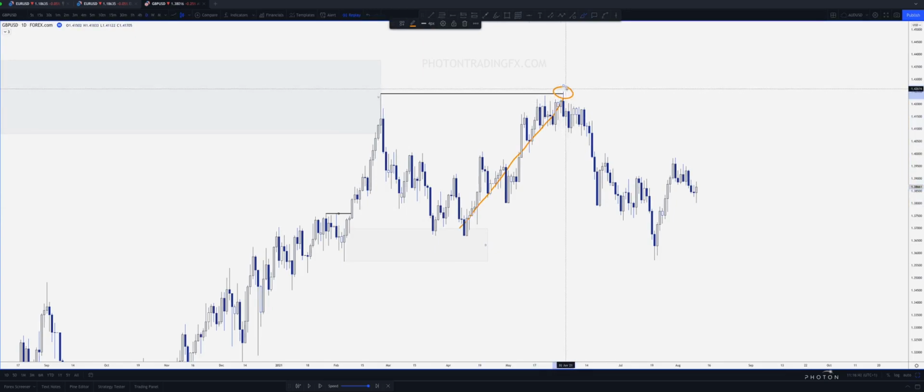It swept that external range liquidity, right? And then we started to break those internal lows to the downside, which, similarly to euro dollar, gave us a strong indication that these lows were going to be weak. So then we can have a reasonably high degree of probability that price is likely to come down and want to run these lows here.